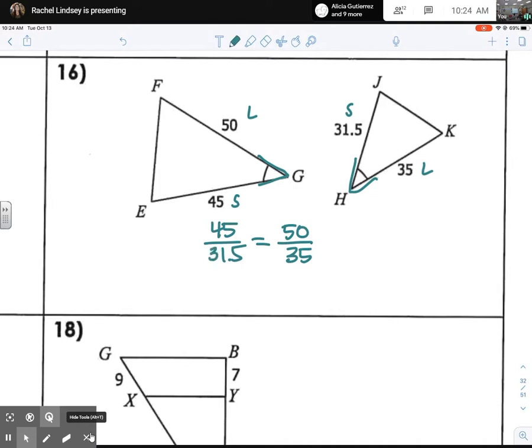So what is 45 over 31.5 reduced to? 10 over 7. And then 50 over 35? 10 over 7. So those are the same. So yes, those are similar by side angle side similarity.